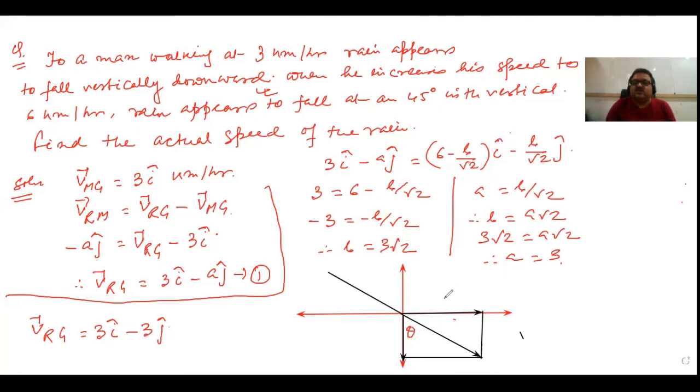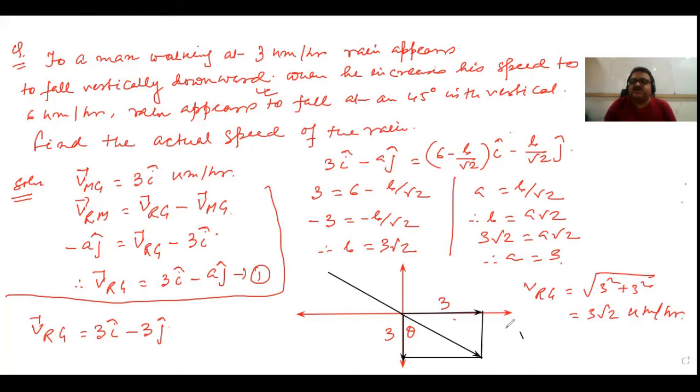So look, a equal to 3, and b equal to minus 3. That means the velocity of rain with respect to the ground has magnitude root over of 3 square plus 3 square, that is 3 root 2. It is in kilometer per hour, actual velocity. Clear? 3 root 2 kilometer per hour.